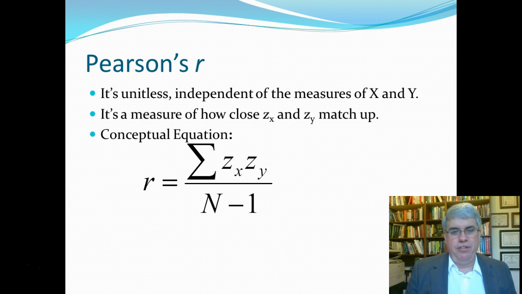And now, since it's made from z's, it doesn't have any units. We're not measuring correlation in bananas or inches or pounds or anything like that. It's a unitless measure that's independent of whatever measures we're measuring x and y in. So we can measure the correlation between anything. We can measure the correlation between burritos eaten and height. We can measure the relationship between a personality trait and a person's age. They don't have to be the same things. We can just look to see if any two variables move together.